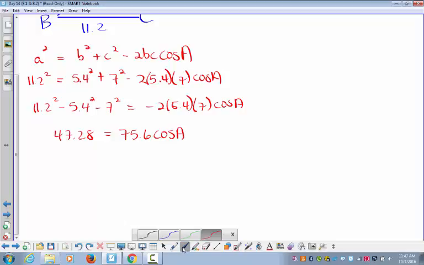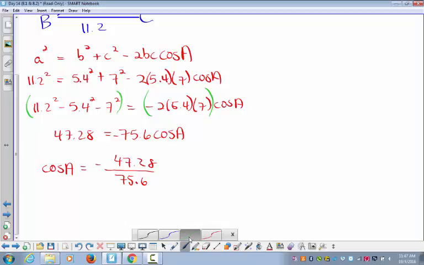If you do that, then negative, and then cosine of A will be equal to negative 47.28 divided by 75.6. If you want, you can go straight to this if you're really good with parentheses. What you would have to do is make sure all this is in parentheses, and then you're going to divide by all of this. So if you're good with parens, you can just jump right to that and say cosine is equal to this divided by that. Totally fine. Works out great, as long as you don't mess up your parentheses. So 47.28 divided by 75.6, and we've got a negative in front.